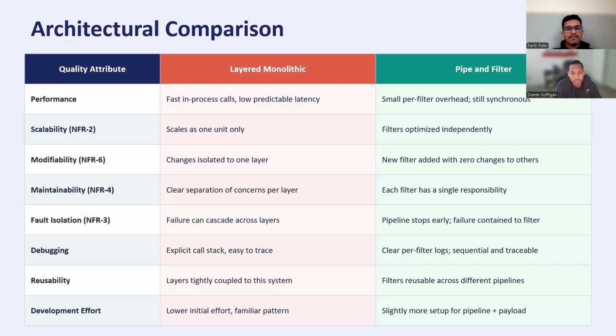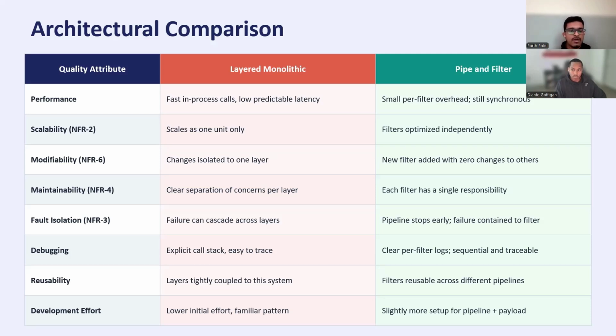And for fault isolation, let's take an example where, in the layered monolithic, if the Anthropic API service throws an exception in the layered backend, the entire request fails with a 500 error code. Whereas in pipe and filter, the validation filter catches the failure and stops the pipeline gracefully with a meaningful message. So at the end of the day, in pipe and filter, it just shows zero as a score rather than showing any error. So it's also performing better over here.